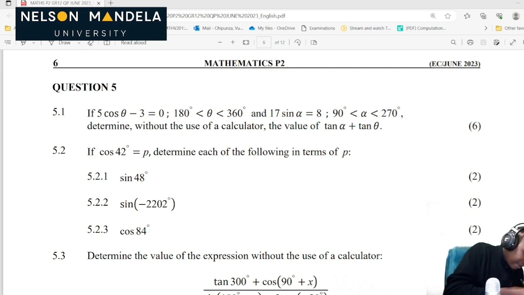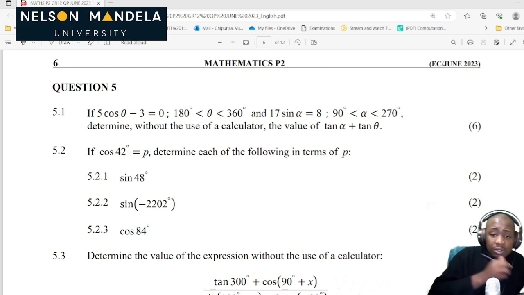So we are given that 5 cos theta minus 3 is equal to 0 on the interval 180 less than theta less than 360 degrees. Then we're also given 17 sine alpha equal to 8 on the interval 90 less than alpha less than 270.